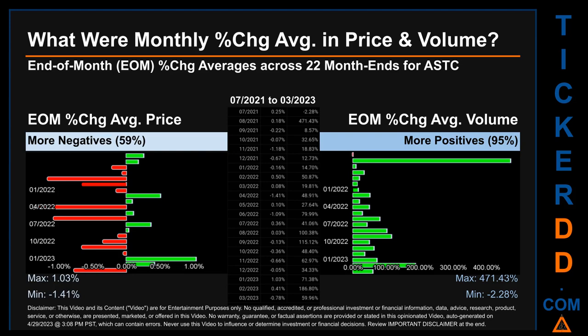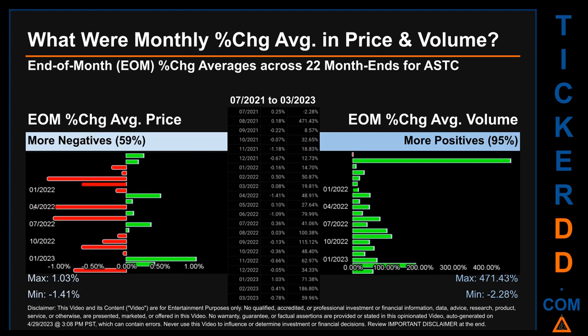From 07/2021 to 03/2023, out of 22-month ends, 13 had a negative percentage change in average price. Meaning 59% of month ends saw a negative percentage change in average price. In terms of volume, 21 out of 22 month ends had a positive percentage change. That is 95% of month ends saw a positive percentage change in average volume.